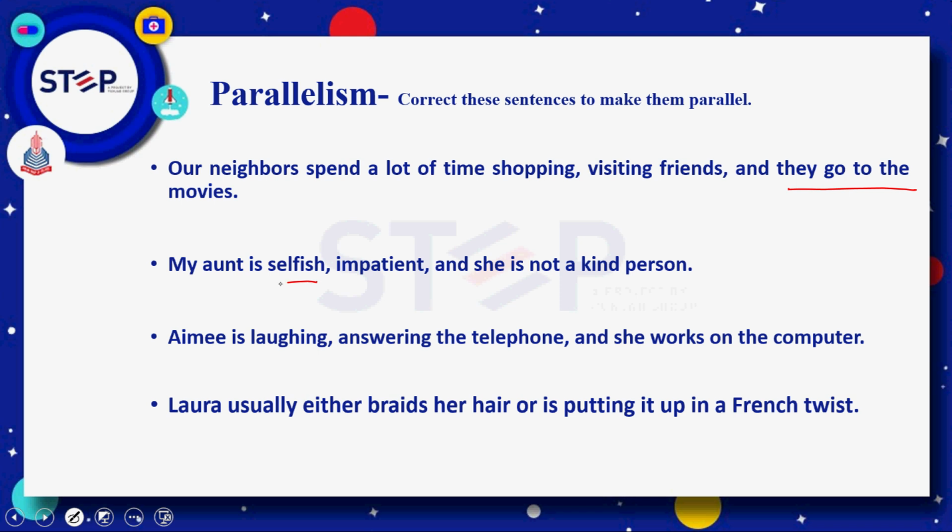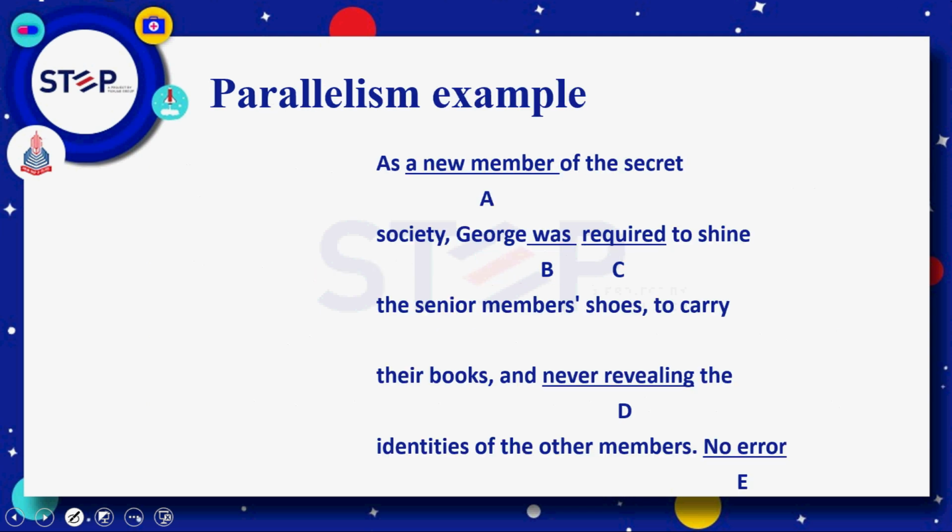My aunt is selfish, adjective, impatient, adjective, and kind. Just, so she is not parallel. Amy is laughing, answering the telephone, and working on the computer. It should be working on the computer. Laura usually either braids her hair or is putting, or puts. It should be or puts.